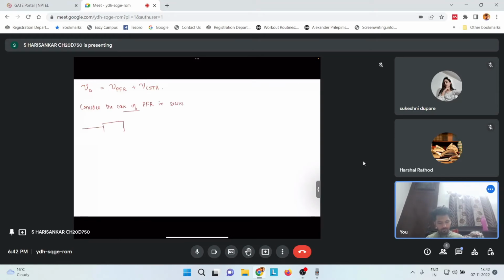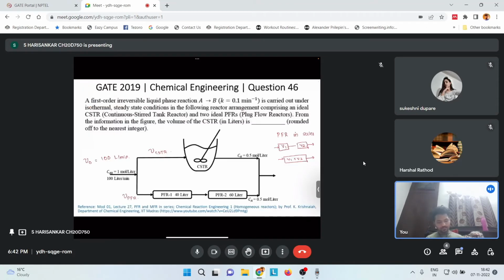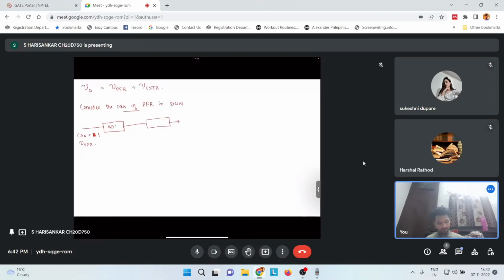So we have two PFRs like this, and it is given that the initial concentration Ca0 is 1, and the flow rate is nu PFR. Now the volume of the first PFR is 40 and the second PFR is 60 liters. And let's say Ca is the final concentration here.